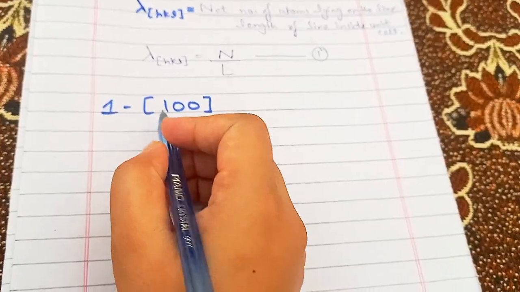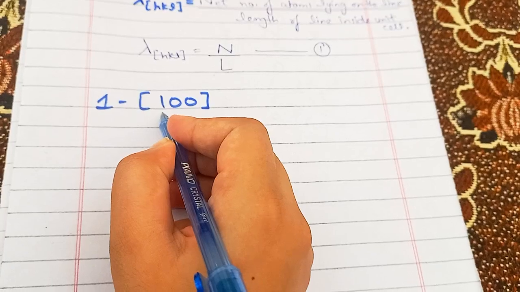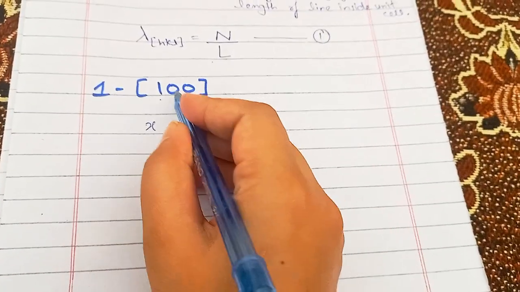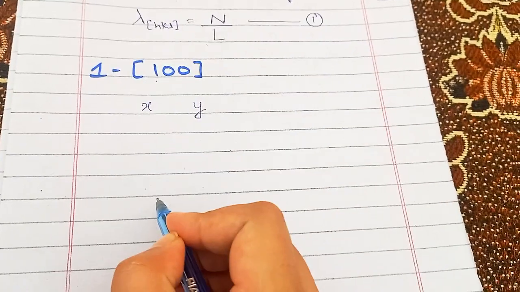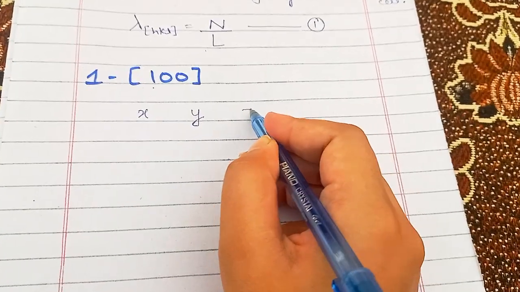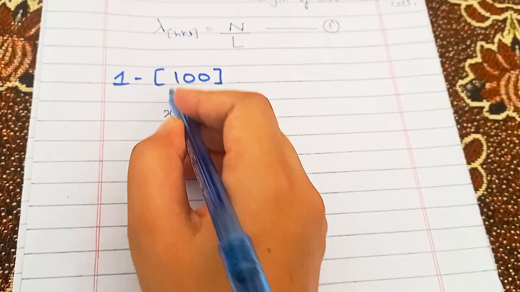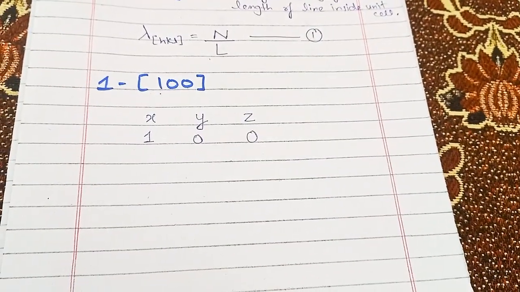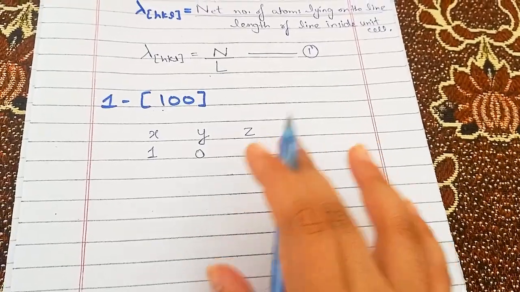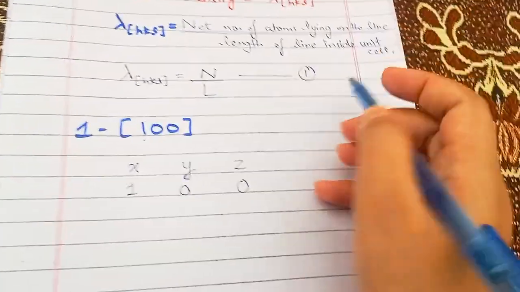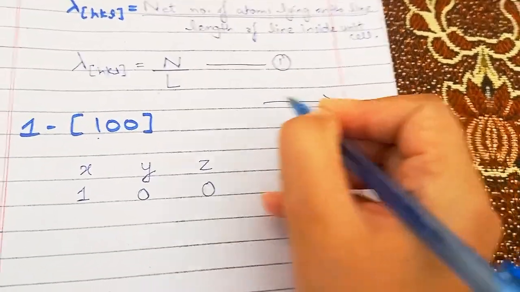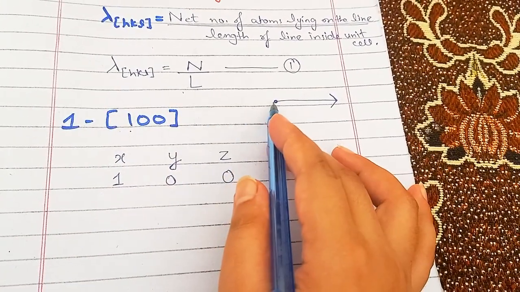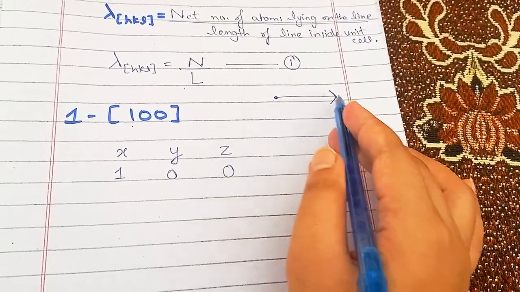First step is to draw the direction, and we have these Miller indices. The first index shows the x coordinate for the direction, and the second index gives the y coordinate for the direction, and the third index gives the z coordinate of the direction. First is 1, second is 0, third is 0 again. And you know what a direction looks like. It has a tail and a head. So where will be the tail of the direction and where will be the head of the direction?